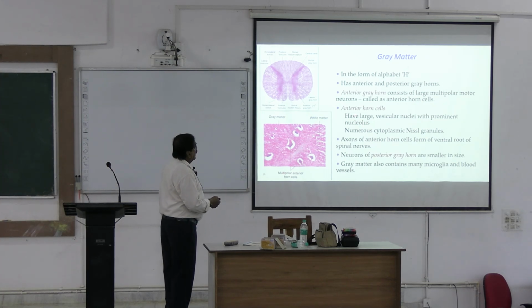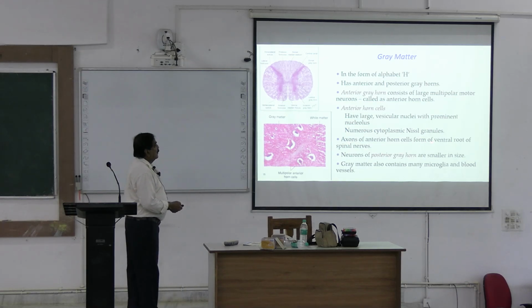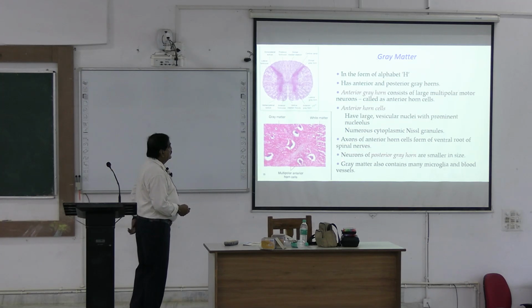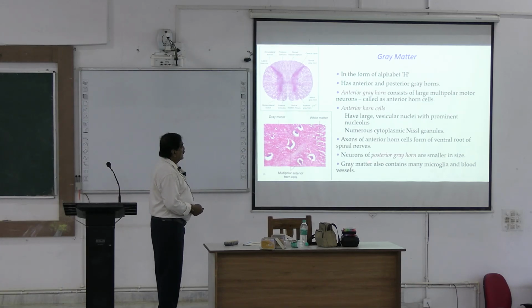They have large vesicular nuclei, prominent nucleolus, numerous cytoplasmic Nissl granules. Axons of the anterior horn cells form the ventral root of spinal nerves. Neurons of the posterior grey horn are smaller in size. Grey matter also contains many microglia and blood vessels.